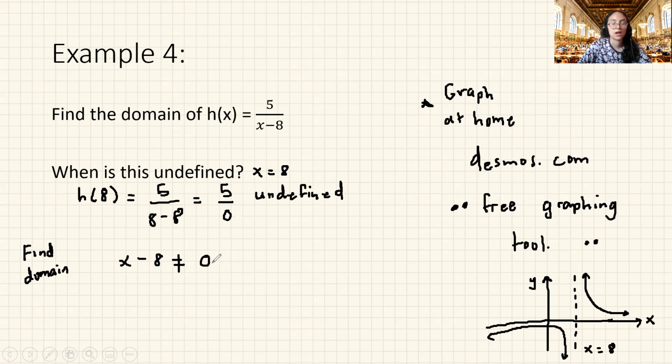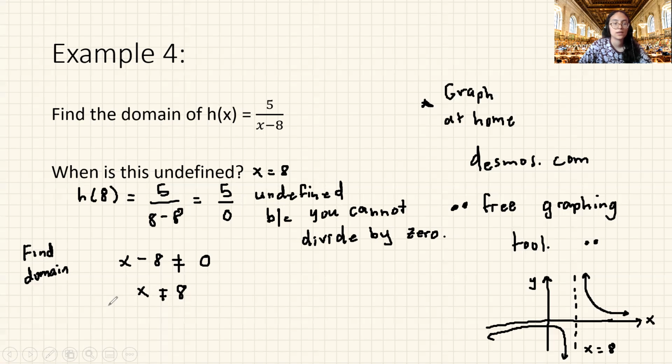The denominator cannot equal 0, so we solve for x, and therefore x cannot equal 8. Because when x equals 8, like up here, we have 8 minus 8 in the denominator, and that gives us 0, and you can't divide by 0. Okay, so I'll write that out. It's undefined because you cannot divide by 0.